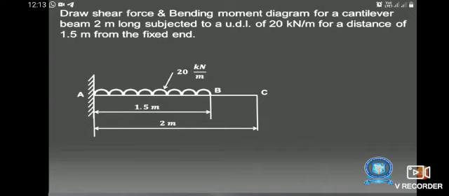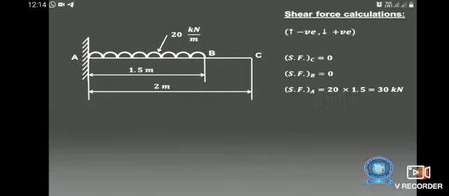We have drawn the diagram. Next we calculate the shear force. Upward force is given a negative sign, downward force is given a positive sign. That is very important. Upward force negative, downward load positive. So first of all, shear force at point C.